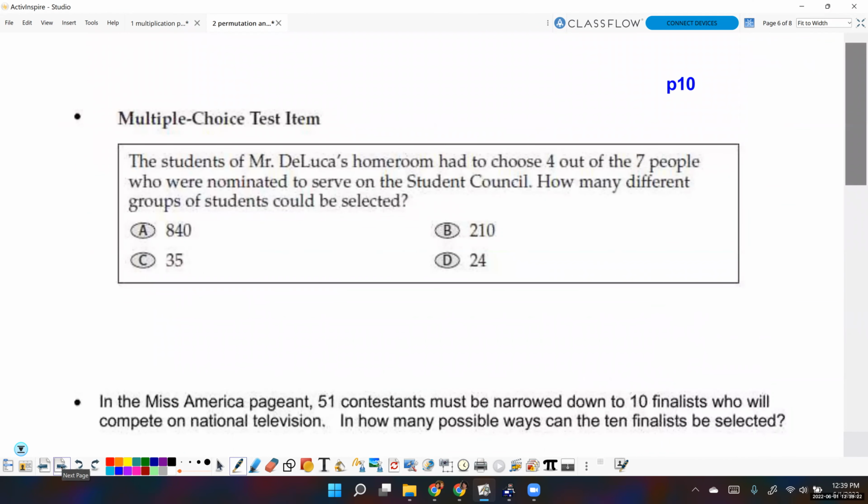Okay, on page 10, it says the students of Mr. DeLuca's homeroom have to choose 4 people out of 7 to nominate to serve on the student council. How many groups of students could be selected? So pause for a moment. Does order matter? Is there a benefit to being selected first? If you said no, you are correct. Order in this situation does not matter.